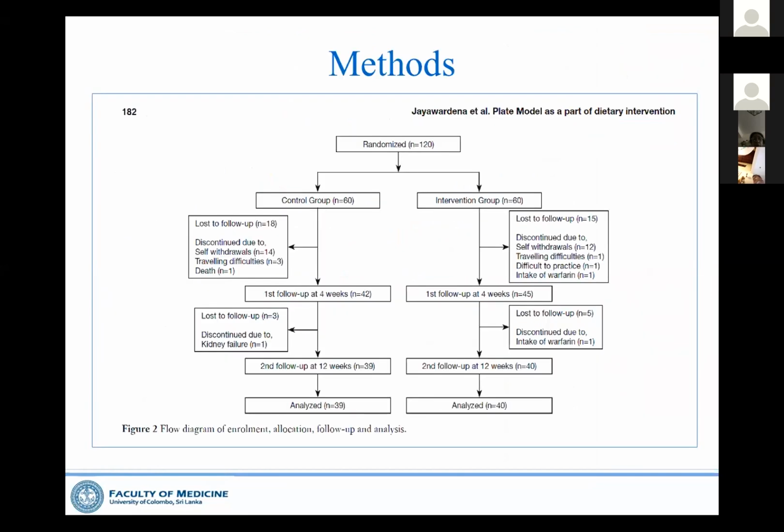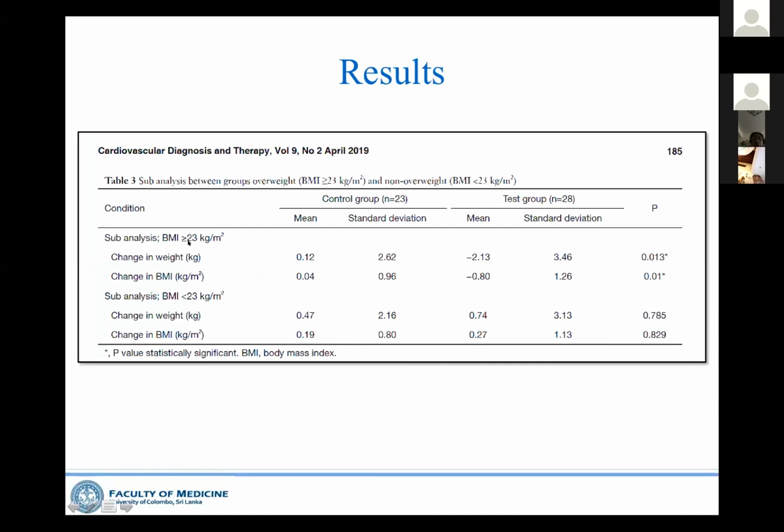And we recruited 120 subjects there, all post-MI, and we gave this plate to 60 of them, and we gave basic dietary advice to the other 60, because they always get routine dietary advice and lifestyle advice from the nurses. So we didn't change that. So at the end, what we found is that those who have a BMI over 23 had a significant weight loss, and there's a BMI loss also, which is over 2 kilograms. It's not a big value though, but what we did was very simple. We gave this plate to them.